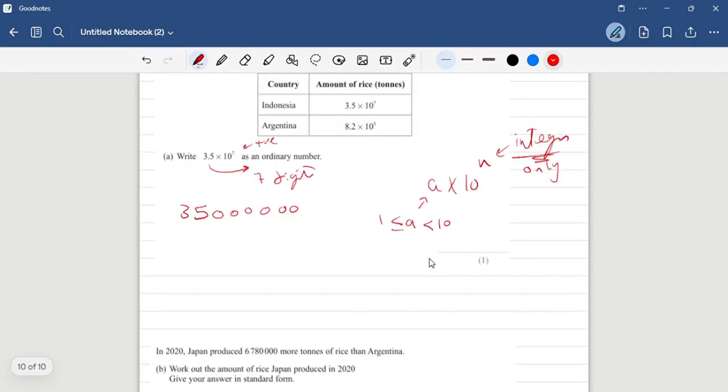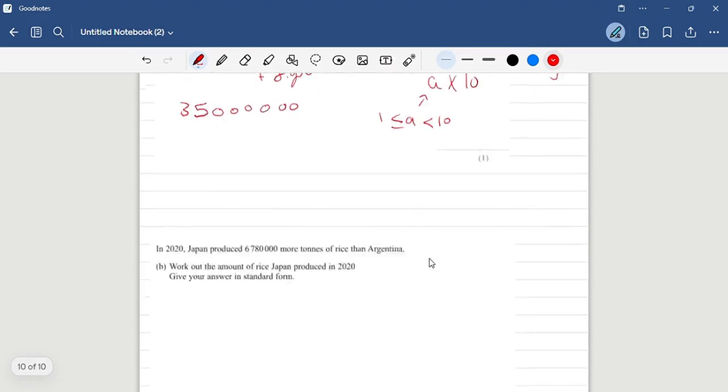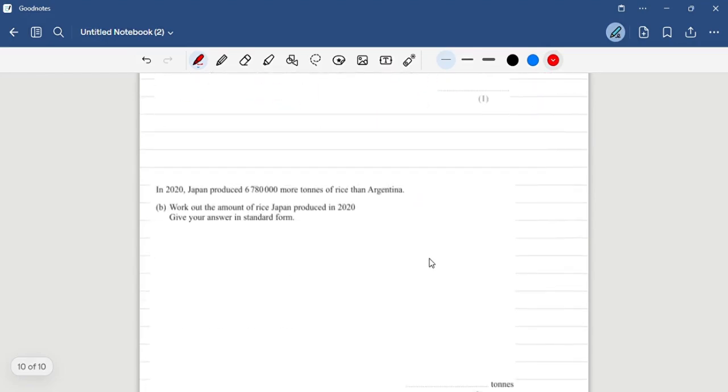But if it is multiplied by 10 to the power negative 7, it has to go left by 7 steps. Now he said that in 2020, Japan produced 6,780,000 more tons of fries than Argentina. Work out the amount of fries Japan produced in 2020. Give your answer in standard form.